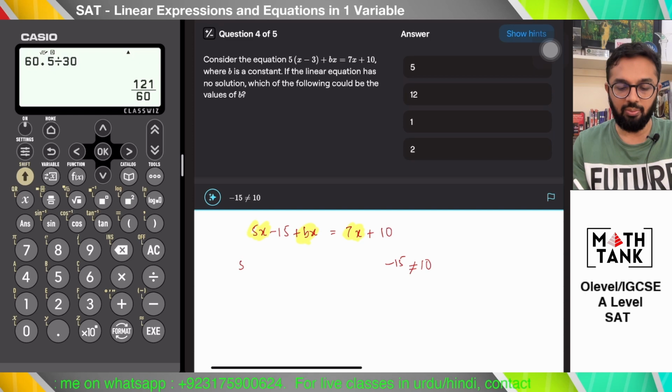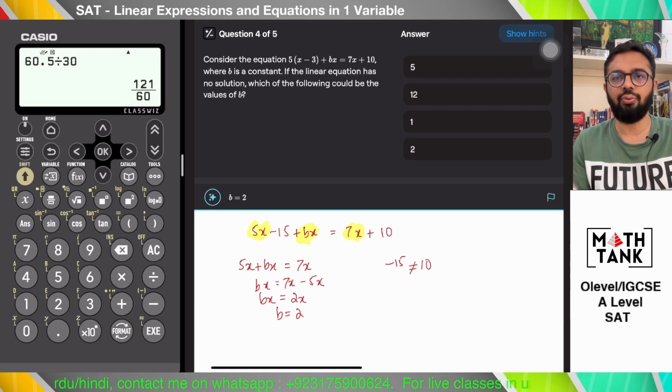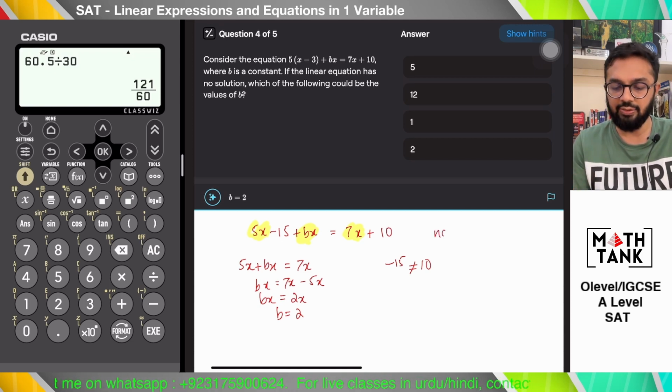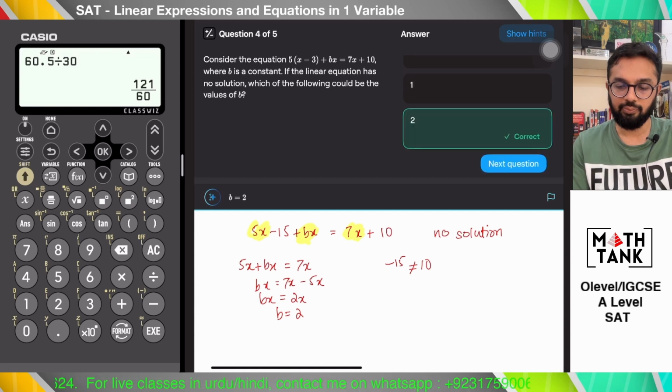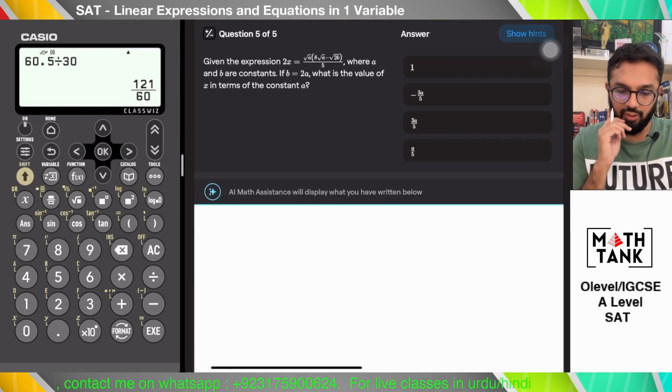But I know that the variable terms must equal the variable terms on the right side. Okay, so bx is 7x minus 5x. bx is equal to 2x. So this is what you do when you have a linear equation in one variable that has no solution. Okay, moving on to the next question.